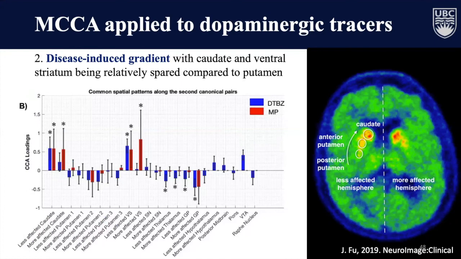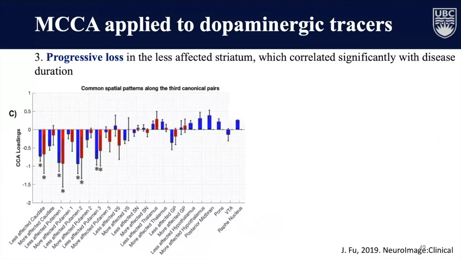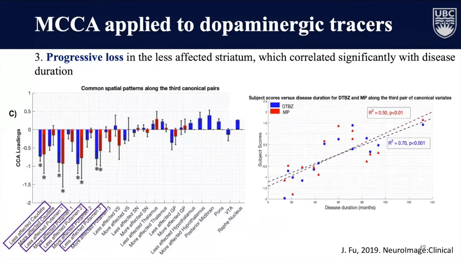And in the second component, we find a disease-induced gradient with the caudate and the ventral striatum being relatively spared compared to the putamen. This may be a disease characteristic that occurs in the preclinical or very early stage of the disease. And the third pattern was the progressive loss in the less affected striatum that correlated significantly with disease duration.